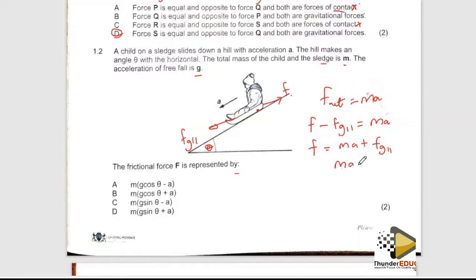But we know that F_g parallel is the same as mg sine of theta. So I'm seeing m is common, take it out, I have a plus g sine of theta. So I'll go for option. Is it going to make sense for me to say option D? According to my calculations, that's what I'm having.